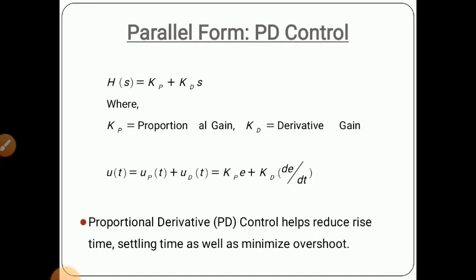So what is written here? Proportional derivative control helps to reduce rise time and settling time, as well as minimize overshoot. So overshoot can be minimized, as well as rise time and settling time. This is the advantage of this composite control mode.